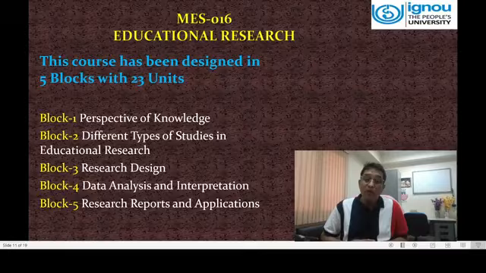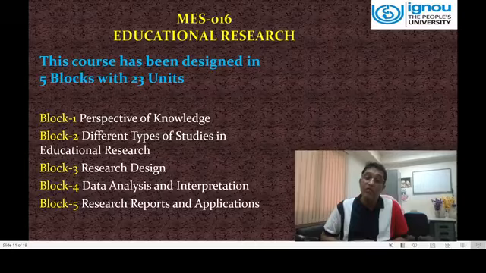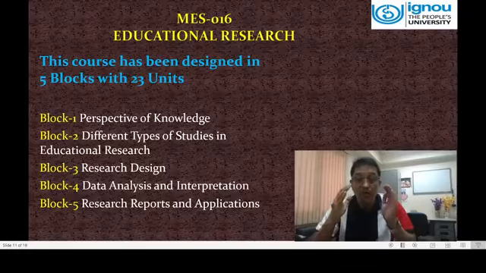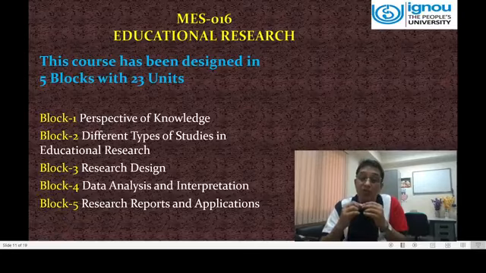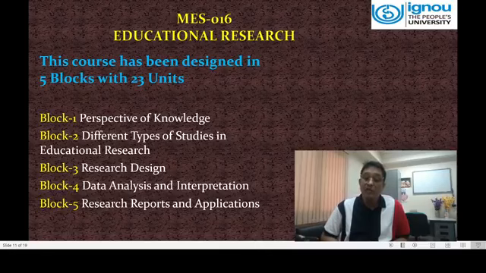So that's why in block 4, you will find the techniques and methods that are being used for collecting data, analyzing data and interpreting data. Then after getting data, how to analyze it and how to interpret it, okay, to get the findings, to get the result of the study. So that is included in block 4. That understanding you will get from block 4.